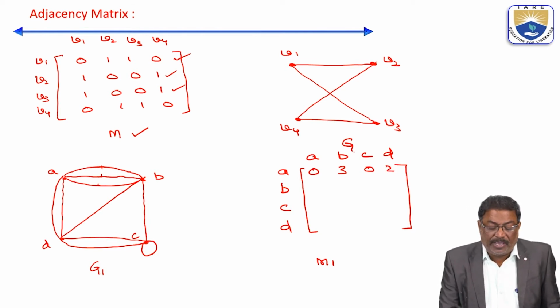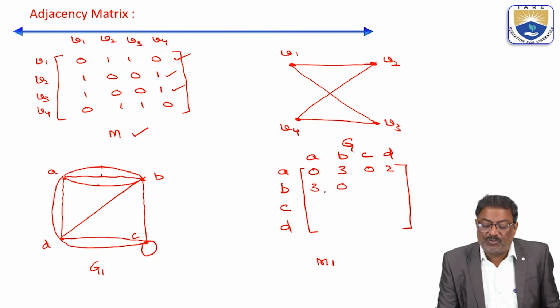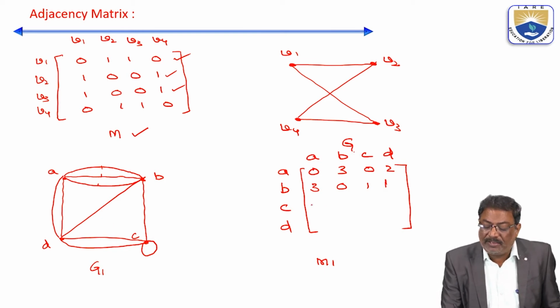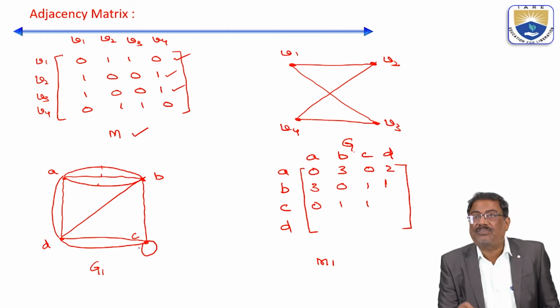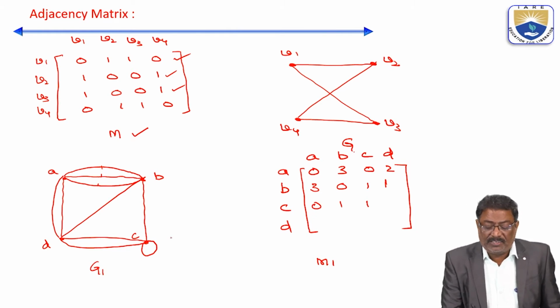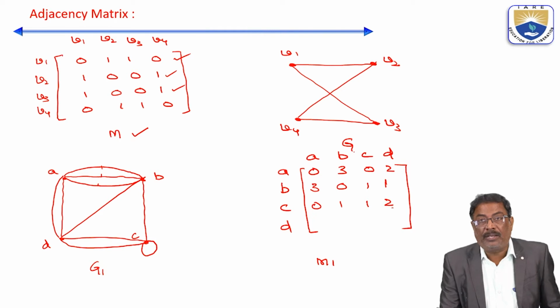Similarly, B to A, three edges. B to B, there is no edge. B to C, there is an edge. And B to D, there is an edge. Next, similarly, C to A, there is no edge. C to B, there is an edge. And C to C has one edge. And next, C to D, there are two edges.